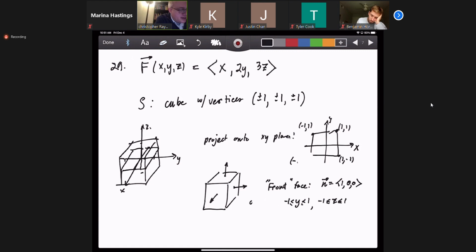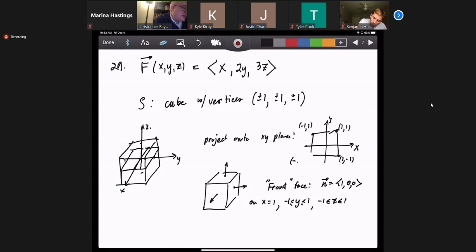I forgot to say on x equals 1. Okay, and the back face is going to be when x is -1, y and z both go between -1 and 1. What's the normal going to be on the back face? Well, it's just going to point in the negative x direction, right? So what's it going to be? Would it just be -1, 0, 0? Yeah, that's it.